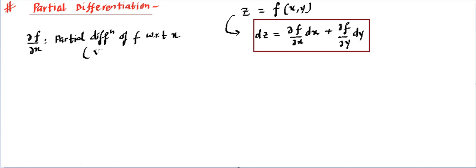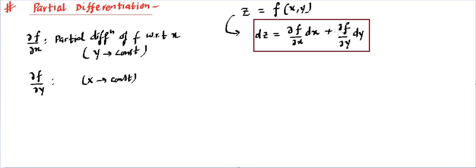That means we will treat y as a constant. So when we are differentiating with respect to x, we will treat y as a constant. So we are partially differentiating, right? Similarly, when we are differentiating f with respect to y, that's called partial differentiation of f with respect to y. In this case, we will treat x as a constant. So we will be differentiating the entire expression with respect to y, keeping x as a constant. So that's called partial differentiation.